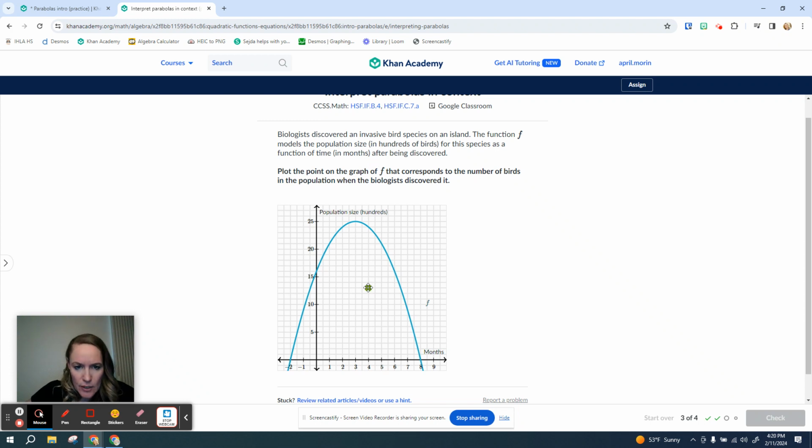After being discovered. So, were they discovered here? Time zero? I think time zero would be when the biologists discovered it, right? Because then it was an invasive bird species. They discovered this invasive bird species, and then maybe they did something to decrease the population of the birds. So it would increase for a while, and then whatever they did worked, and so their population decreased.